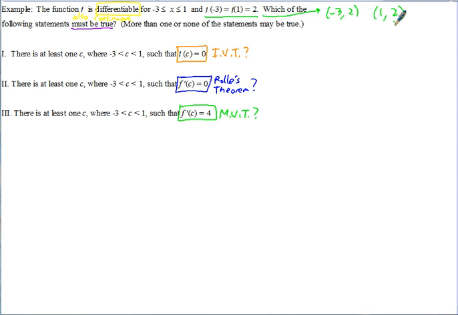So let's do a little sketch of our graph here. Over here at negative 3, it's 2, and at 1, it's 2. So those are the points we know there. And this is saying the y value has to equal 0. Well, we know it's continuous and differentiable. If it equals 0, that means it would have to cross or touch the x-axis here. And there's no reason it has to do that. It's continuous and differentiable. It could be up here. It could never touch. So this one could be true, but not must be.